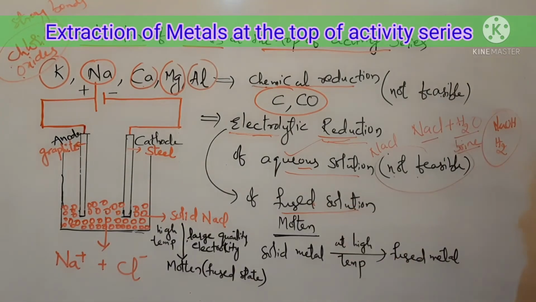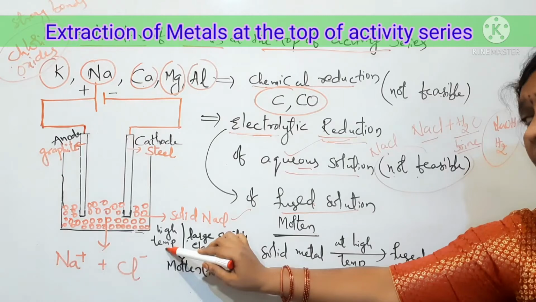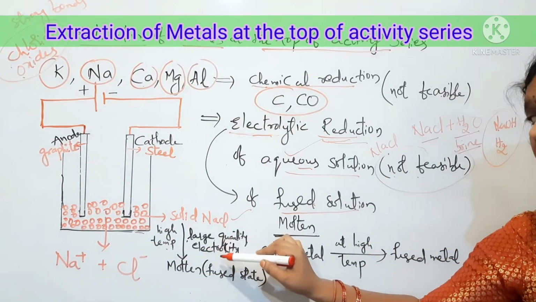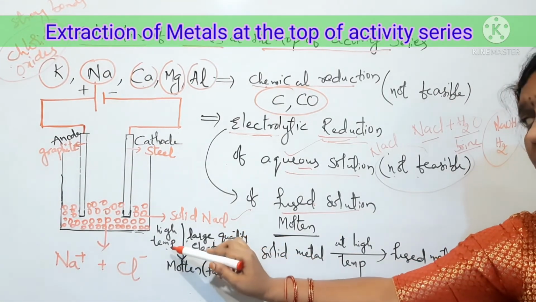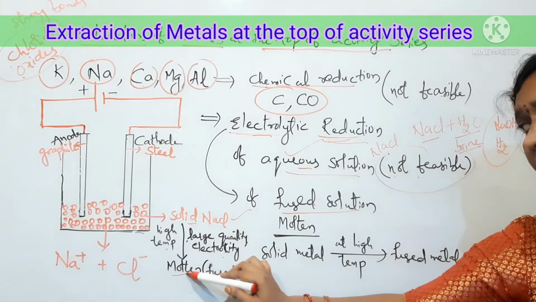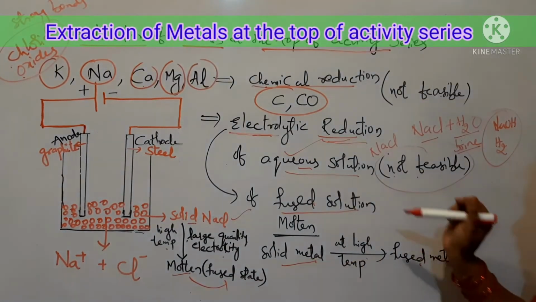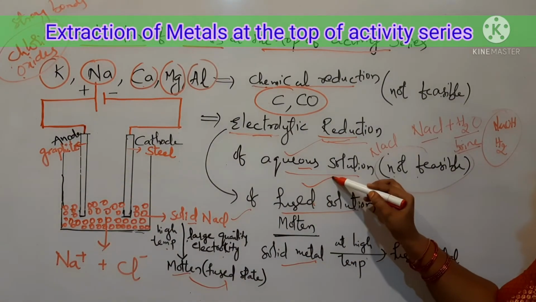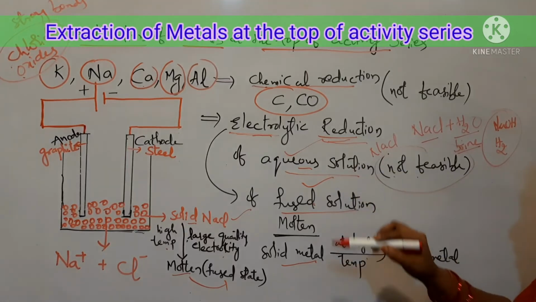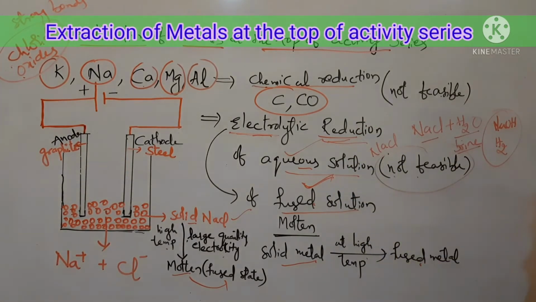Then what is fused solution? For example, when solid sodium chloride is heated to high temperature or a large quantity of electricity is passed, then the temperature is raised. Solid sodium chloride melts into the molten state or fused state of NaCl. When we pass electricity through this fused solution, it undergoes electrolytic reduction. We preferably get sodium metal. That is how we will see now.